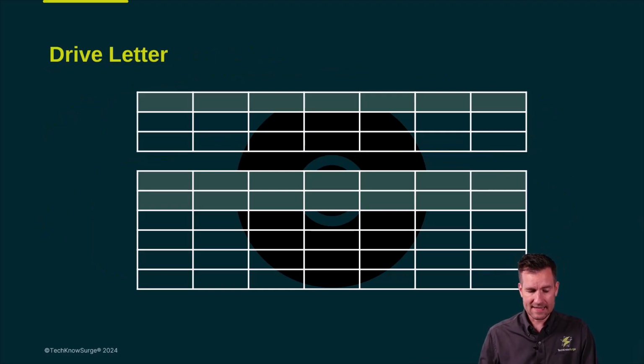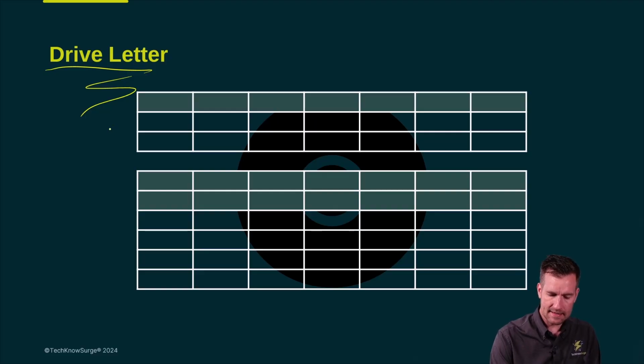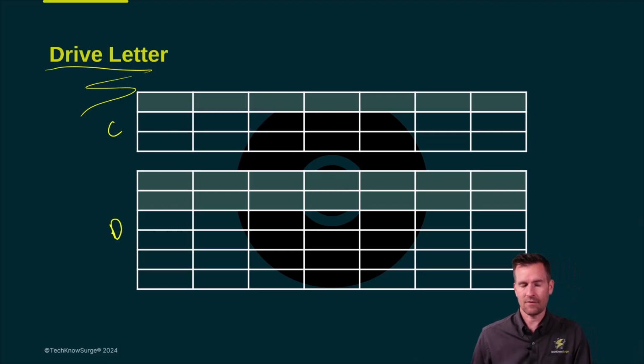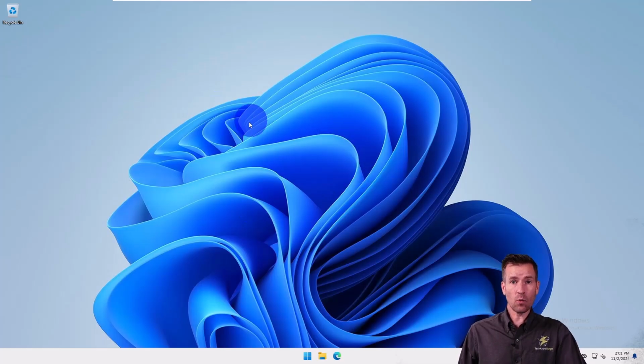What Windows does is it assigns it a letter. So maybe this is the C drive right here, and then this is the data drive or the D drive, or maybe it's the E drive or the F drive. And so now these are presented as letters on a Windows machine. I jumped onto a Windows machine to see what this actually looks like.